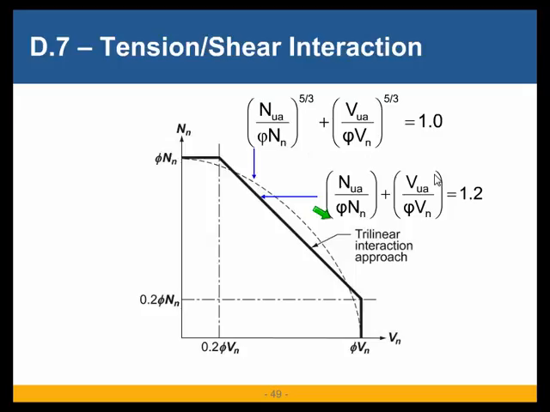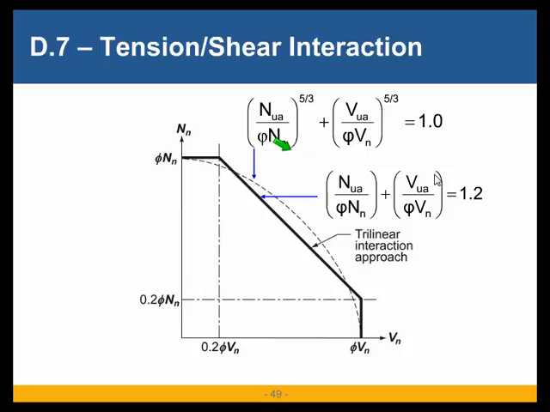These are the interaction equations that ACI gives us. This equation is a curvilinear equation, a continuous curve running from here to here, and this one is just a simplified, trilinear version of this. But this is really the one that has been developed from the research that formed the basis of this whole anchor provisions.